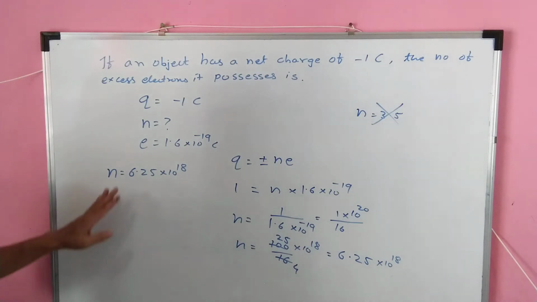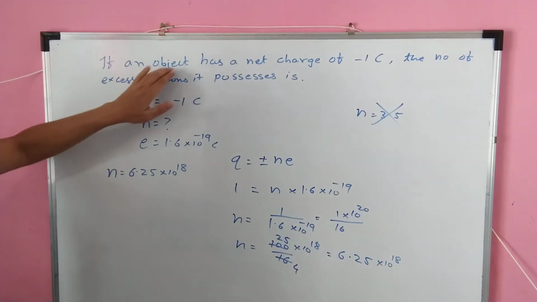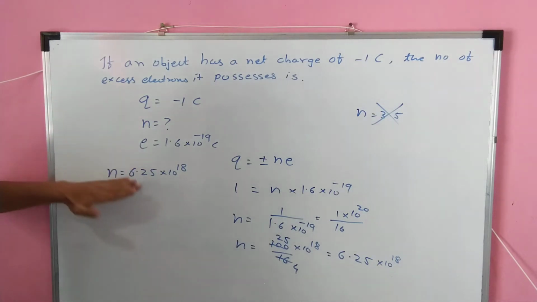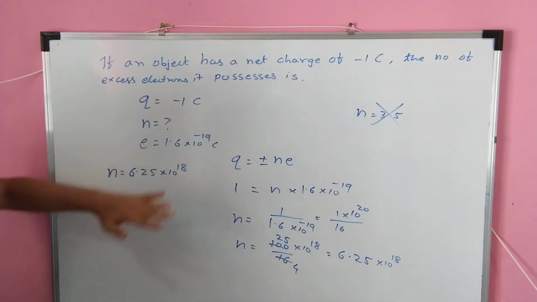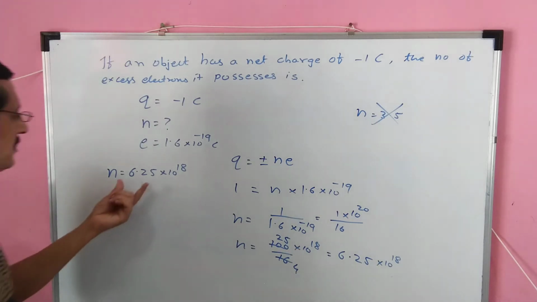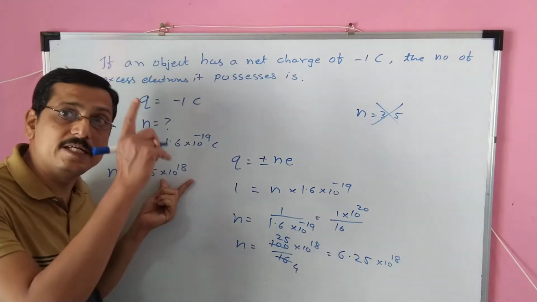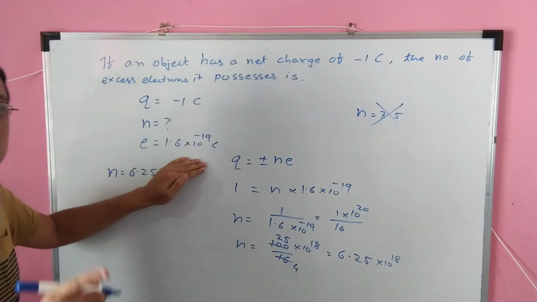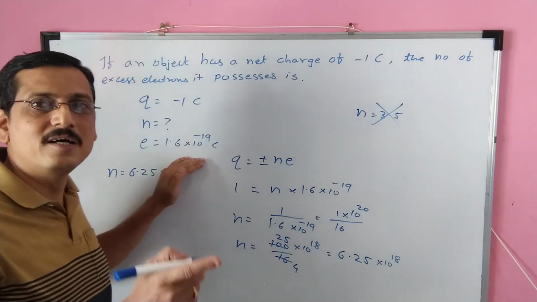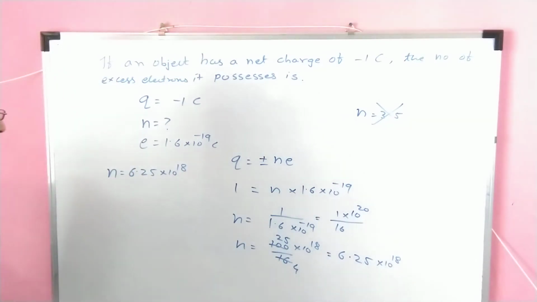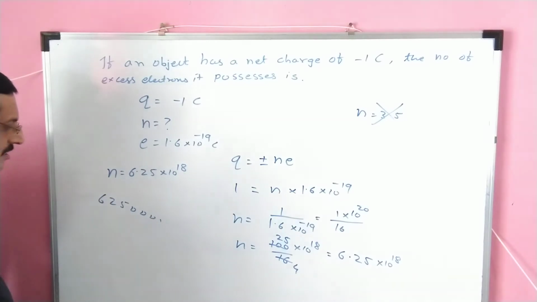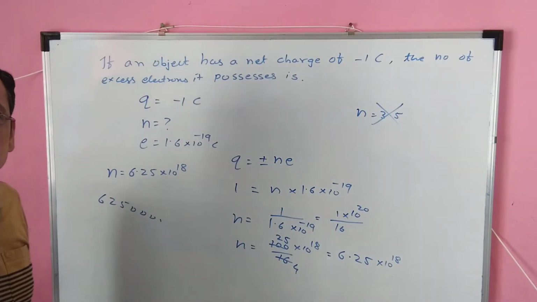Okay, so if an object has a net charge of -1 coulomb, the number of excess electrons it possesses is nothing but 6.25 × 10^18. This is 6.25 × 10^18, student. If it were only 6.25, the answer would not be possible. So it is × 10^18, which means 6 2 5 followed by 16 zeros once the decimal place is adjusted.